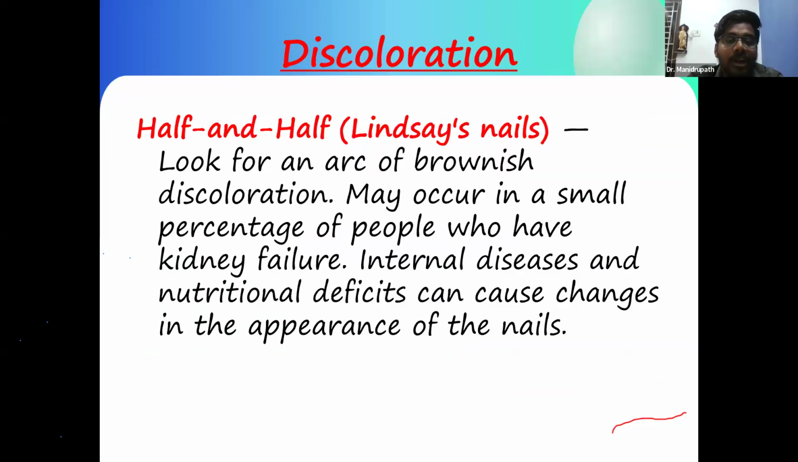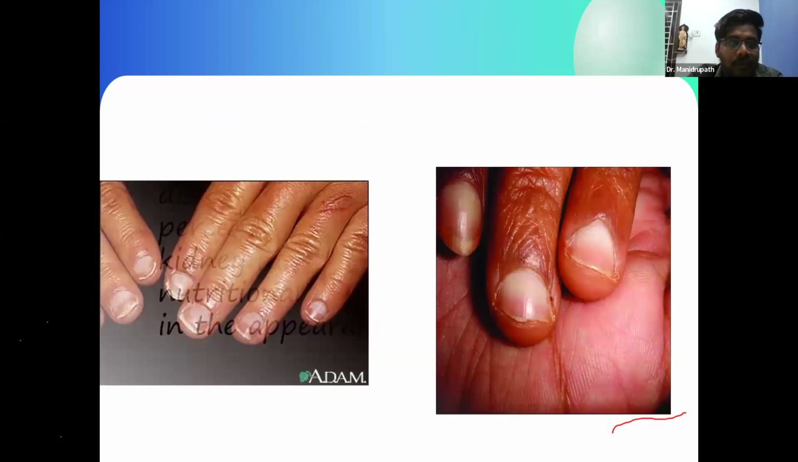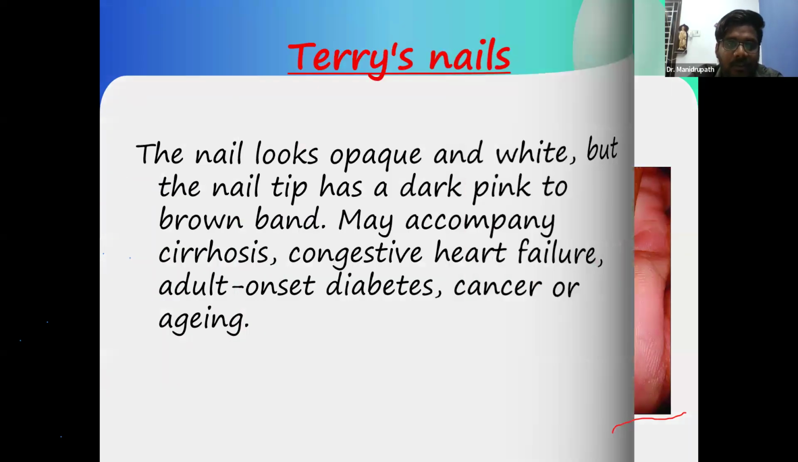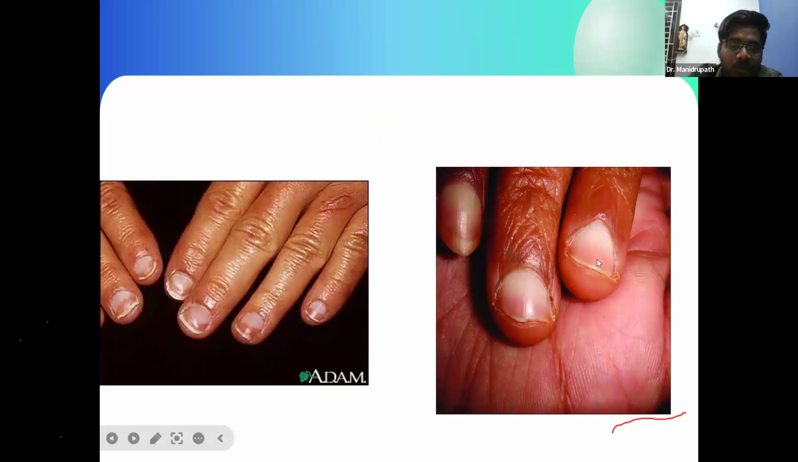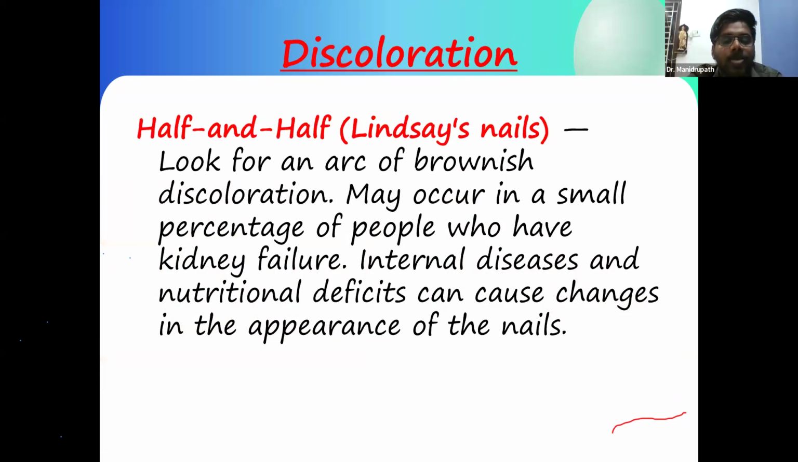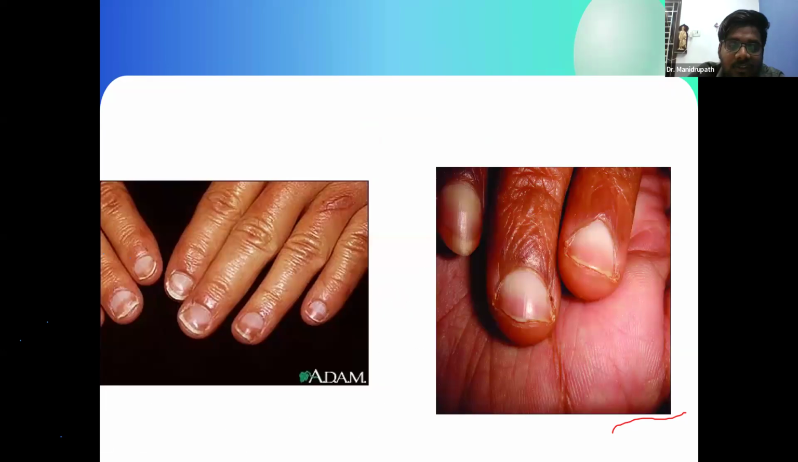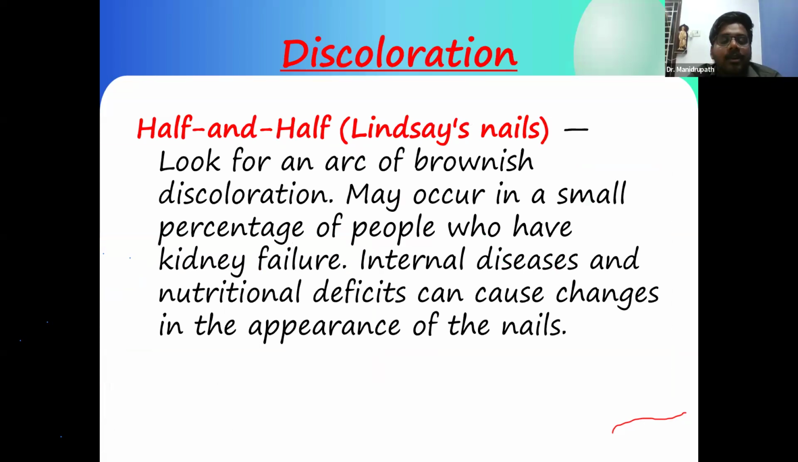Now coming to discoloration in Lindsay's nails, that is half-and-half nails. When you see this appearance, this is Lindsay's nails. If you see these kinds of nails, that indicates chronic kidney failure. Look for an arch of brownish discoloration. See this, this is the arch here, you see beautifully. This is the arch of brownish discoloration. Here also brownish discoloration. That indicates CKD cases, almost all chronic kidney failures. Internal diseases and nutritional defects can cause changes in the appearance of the nails.